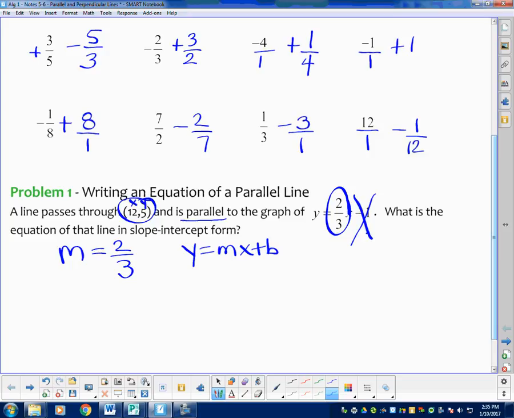Okay, so let's take our x and our y and plug in here. Our slope is going in. And we're going to work it down to find the b. So we already have this. We're trying to find this b back here.